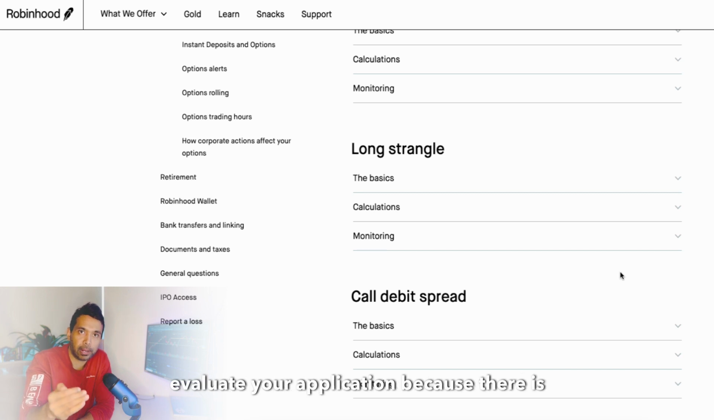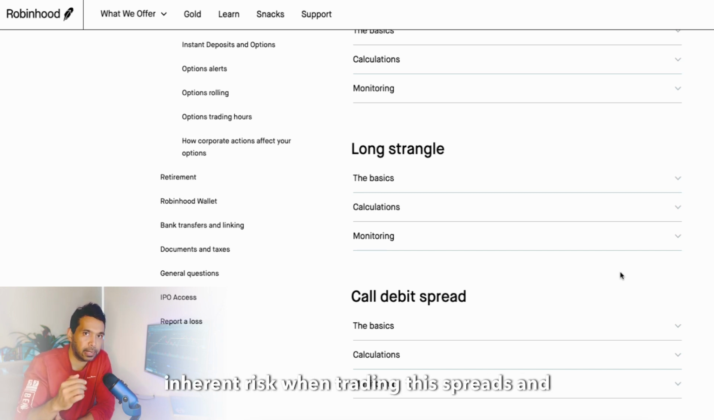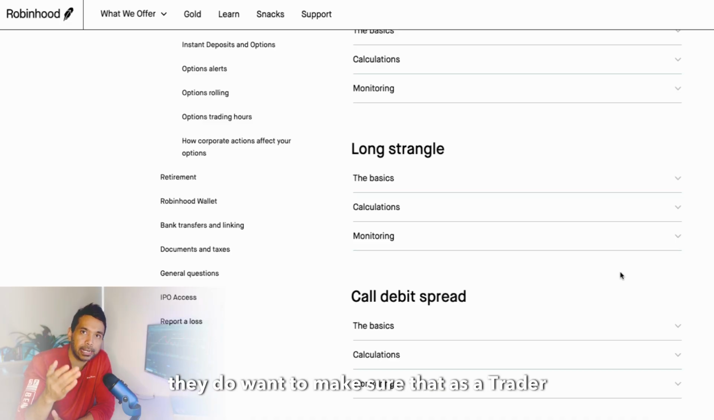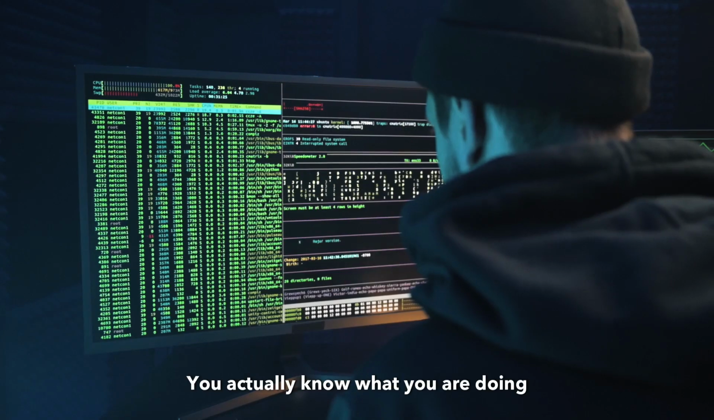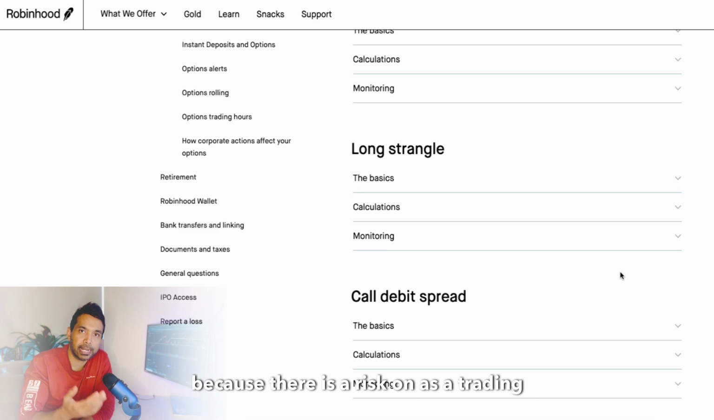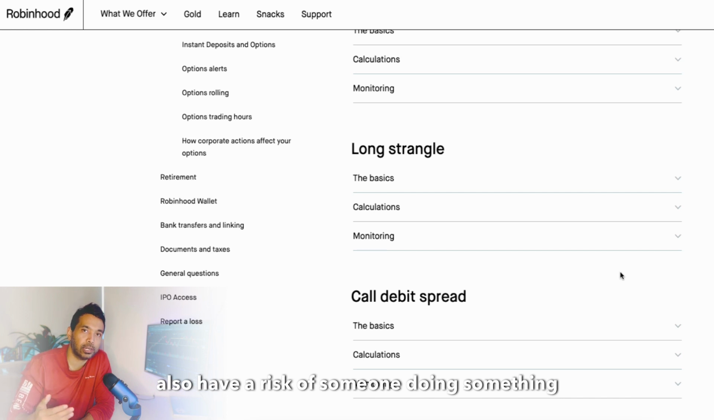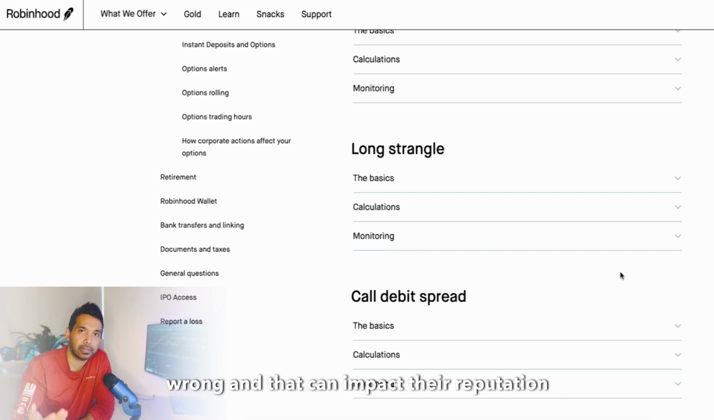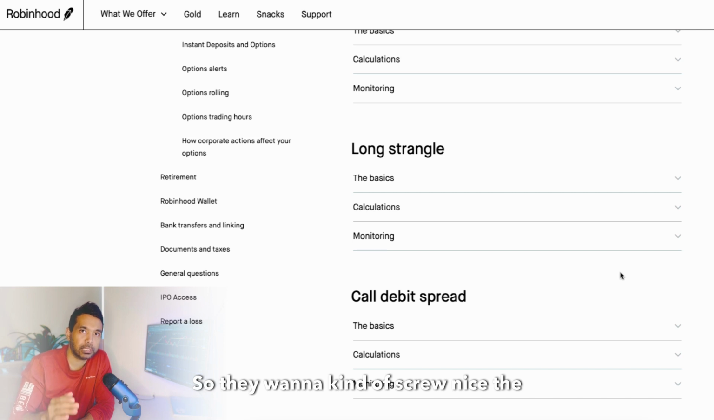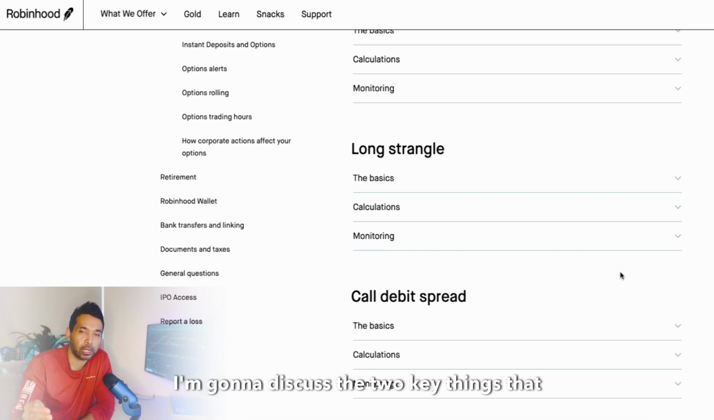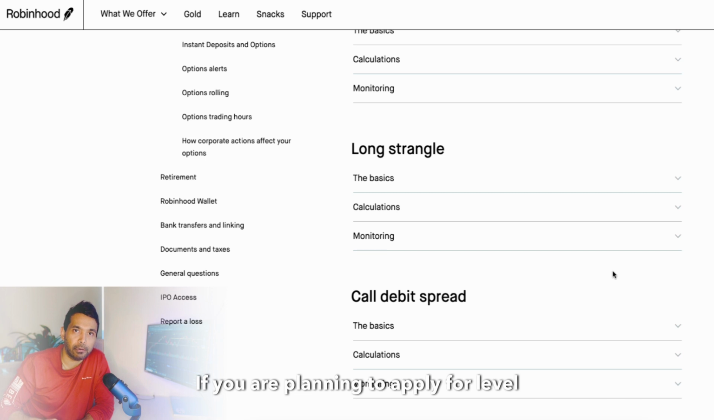They evaluate your application, because there is inherent risk when trading these spreads, and they want to make sure that as a trader or investor you actually know what you're doing. As a trading platform or broker, they also have a risk of someone doing something wrong, and that can impact their reputation as well. So they want to scrutinize the application a little bit more when it comes to level 3 options. That's why it's very important to take care of the two key things I'm going to discuss if you are planning to apply for level 3 options.